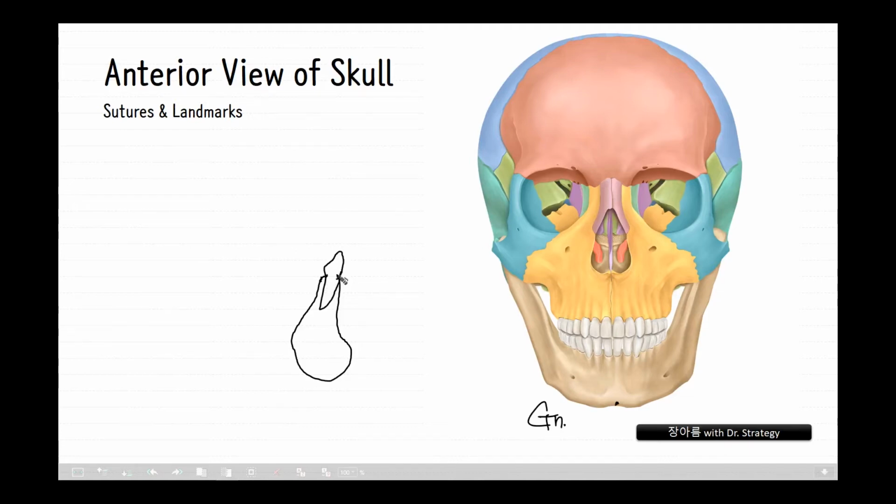By craniometrical definition, the lowermost or lowest point of mandibular symphysis is located here, and it can be defined as a gnathion in craniometrical sense, but we dentists use this point as usually menton, following the orthodontic notion. And let's move on to the next landmarks.